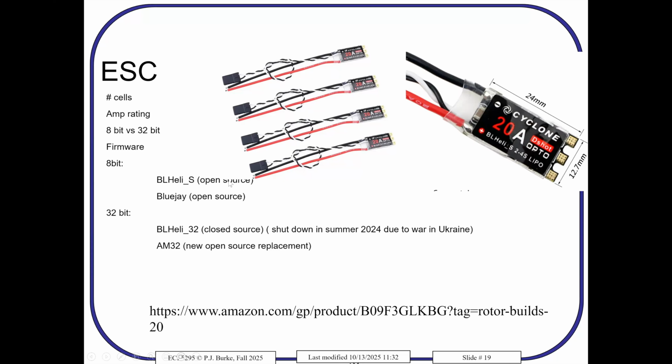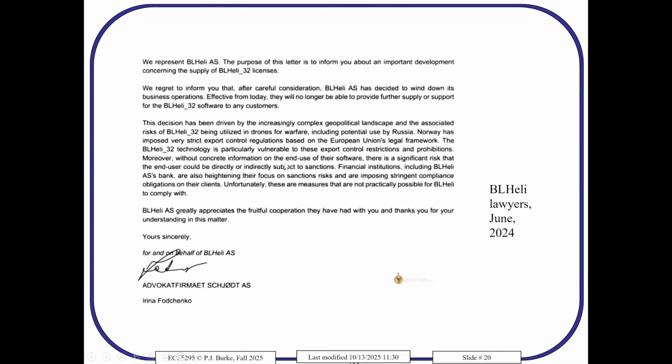However, you need to replace BLHeli_S, which cannot play a custom sound, with Bluejay, which can play a custom sound. So if you want to customize your drone and play a sound, you have to flash Bluejay. But if you don't want to customize it, you can just use it as is.